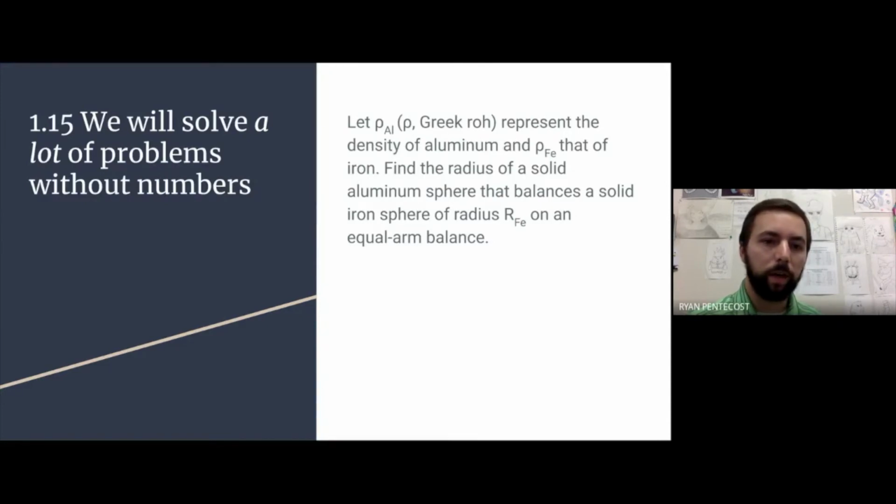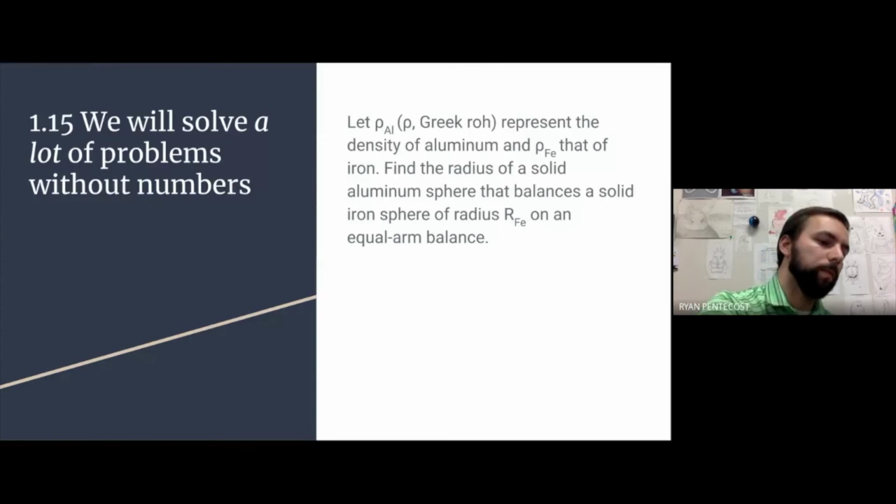Now, that sounds kind of complicated, doesn't it? But there are a couple hints. First, they balance on an equal arm balance. That must mean that their masses must be equal, right? So we know that they are equal mass, but they are not equal density. We have two different densities. We know the radius of the iron sphere is RFE, so that is just a defined variable that we have. Now we will have to figure out the radius of the aluminum sphere, but it'll all be in variables.